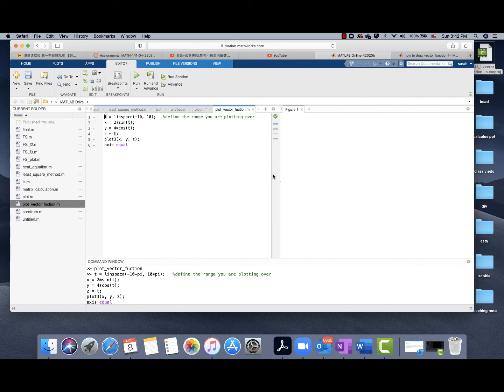You can see what the graph looks like. This looks like a helix, right? When z goes, it goes up. z goes up, and xy just satisfy the 2D equation here. And I'm going to post this code in OneNote, and you can just change your function.